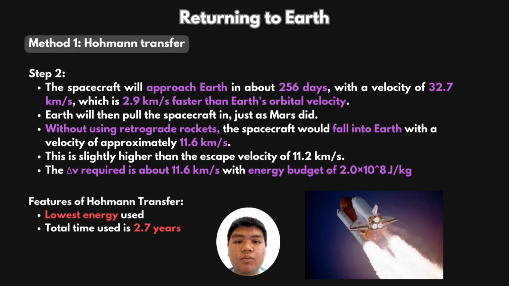Step 2: the spacecraft will approach Earth in about 256 days with a velocity of 32.7 km per second, which is 2.9 km per second faster than Earth's orbital velocity. Earth will then pull the spacecraft in just as Mars did. Without using retrograde rockets, the spacecraft would fall into Earth with a velocity of approximately 11.6 km per second. This is slightly higher than the escape velocity of 11.2 km per second. Thus, the change in velocity required is about 11.6 km per second, and the energy budget is 2 times 10 to the power of 8 joules per kilogram. The features of Hohmann transfers: it uses the lowest energy, and the total time used is 2.7 years.